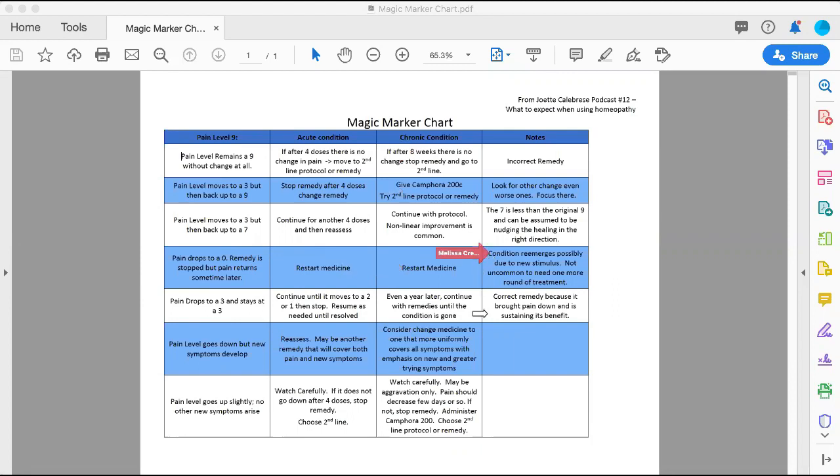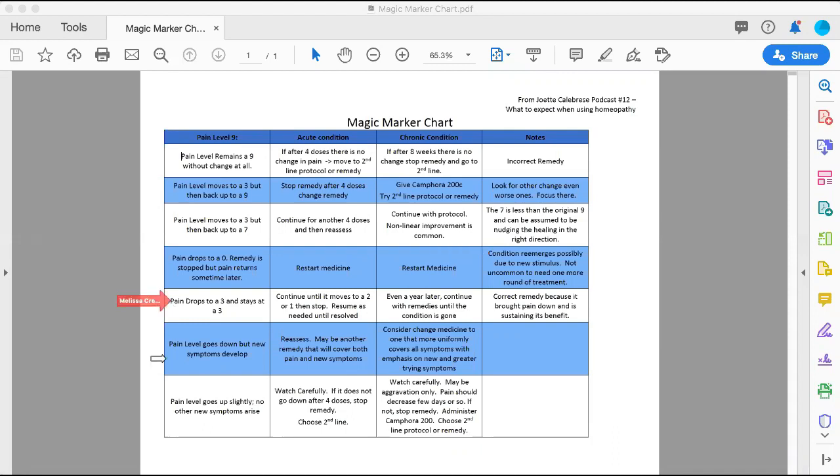This means that if the condition reemerges, it could have possibly reemerged due to a new stimulus. It's not uncommon for it to come back, and you may just need one more round of treatment. You should also know that in homeopathy, it's common to take 5 steps forward, 3 steps back, 2 steps forward, 1 step back. It can go like that sometimes. And so just don't let that discourage you if that happens.